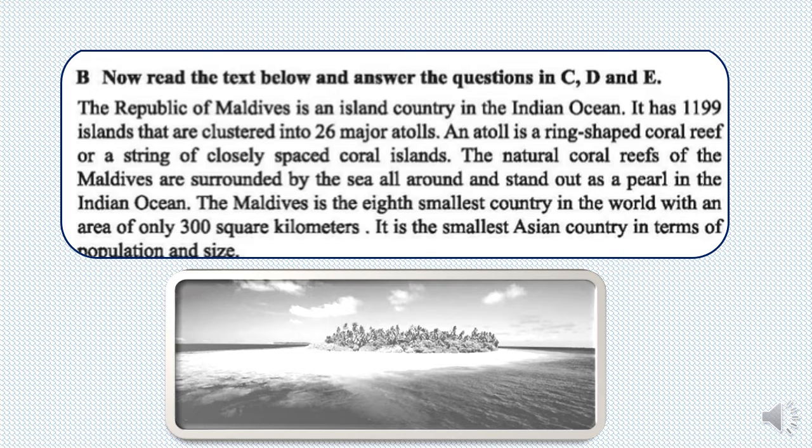An atoll is a ring-shaped coral reef or a string of closely spaced coral islands. The natural coral reefs of the Maldives are surrounded by the sea all around and stand out as a pearl in the Indian Ocean. The Maldives is the 8th smallest country in the world with an area of only 300 square kilometers. It is the smallest Asian country in terms of population and size.